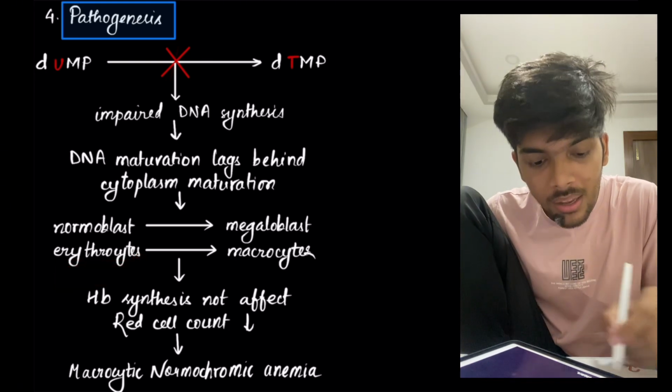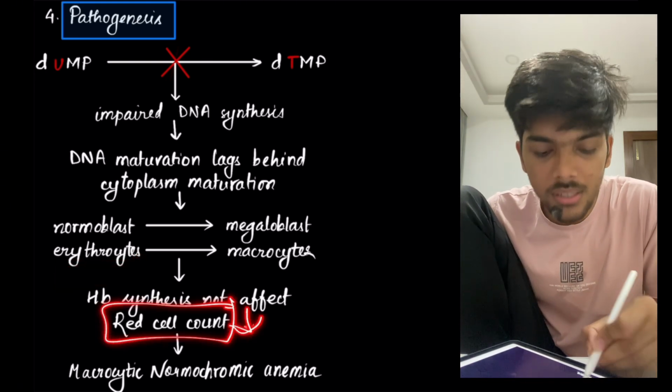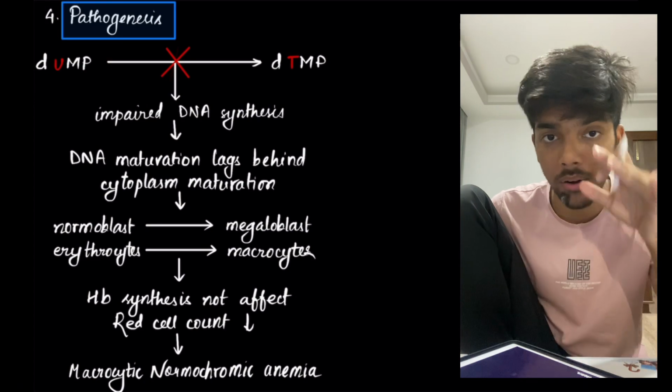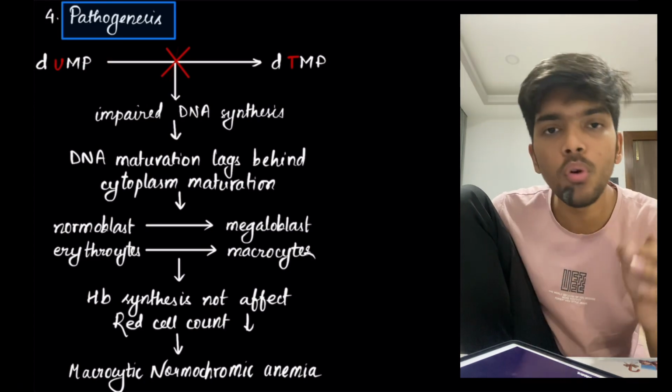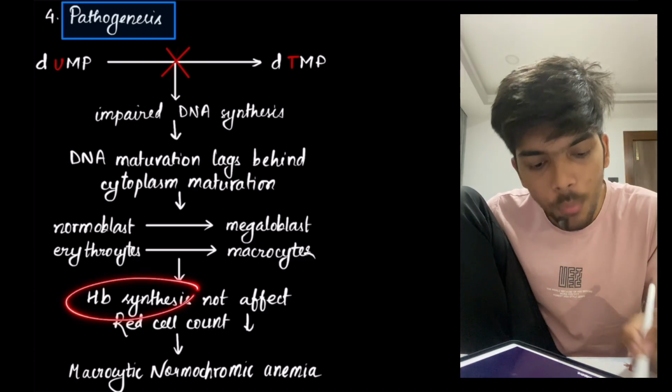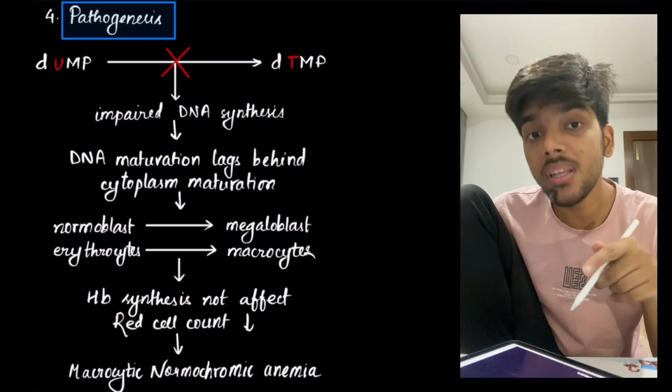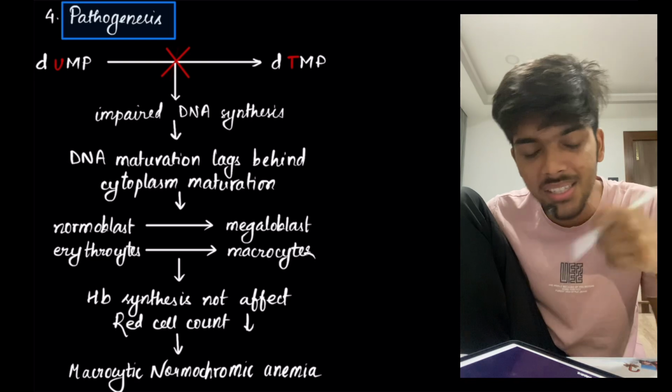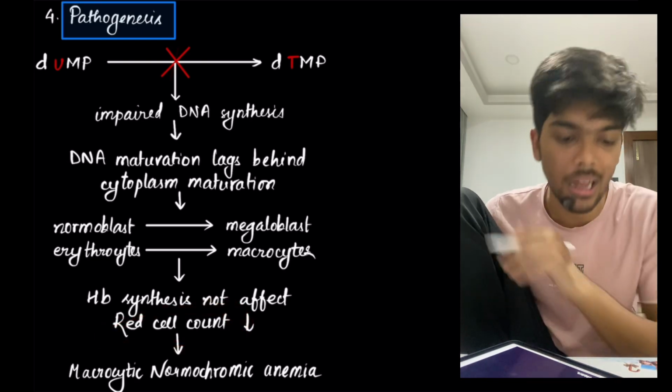The reason being, red cell count decreases. The number of RBCs in your blood decreases. As a result, hemoglobin concentration of your blood decreases as well. I repeat, hemoglobin synthesis is not affected, but hemoglobin concentration decreases due to decrease in red cell count.